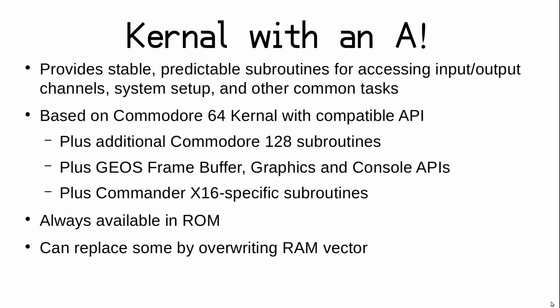The X16 kernel recreates most of the Commodore 64 kernel, with some additional subroutines that were added for the Commodore 128, and places some of the basic drawing features of the GEOS graphical user interface right into the ROM to be generally available. As ROM is read-only memory, the kernel is always available and can't be overwritten at any time. However, certain subroutines go through a RAM vector which can be replaced at runtime to change their behavior until the original vectors are restored or the system is reset.